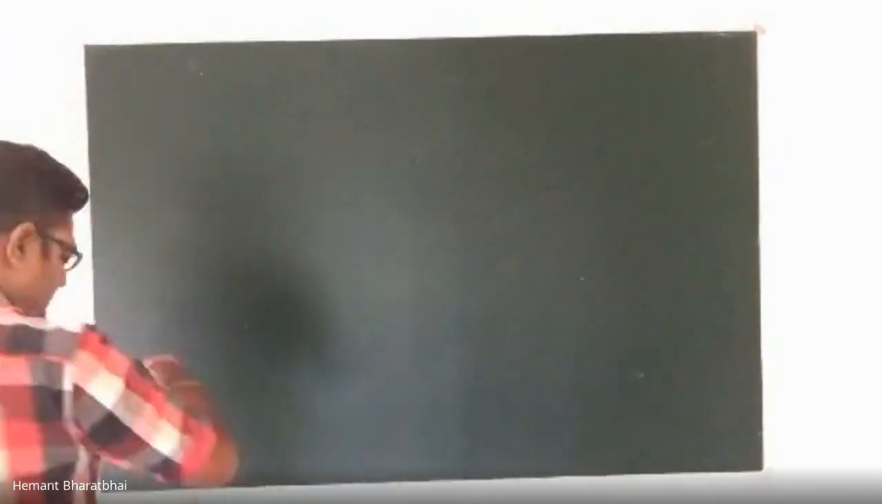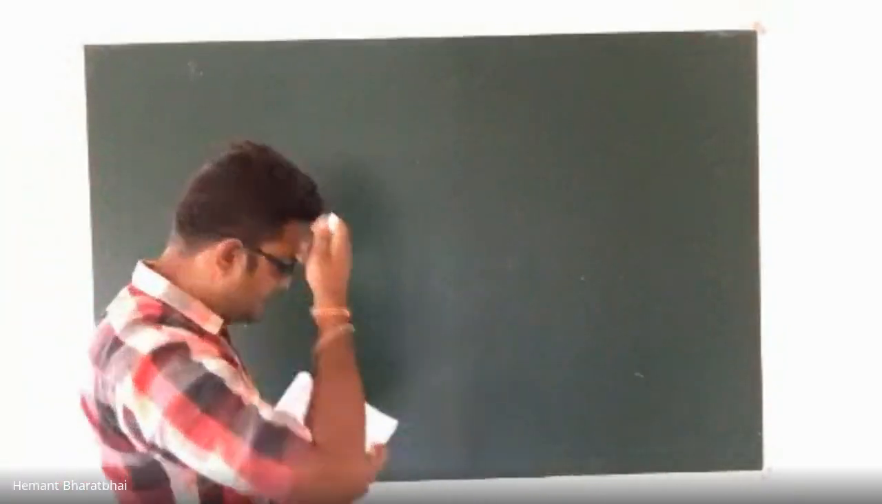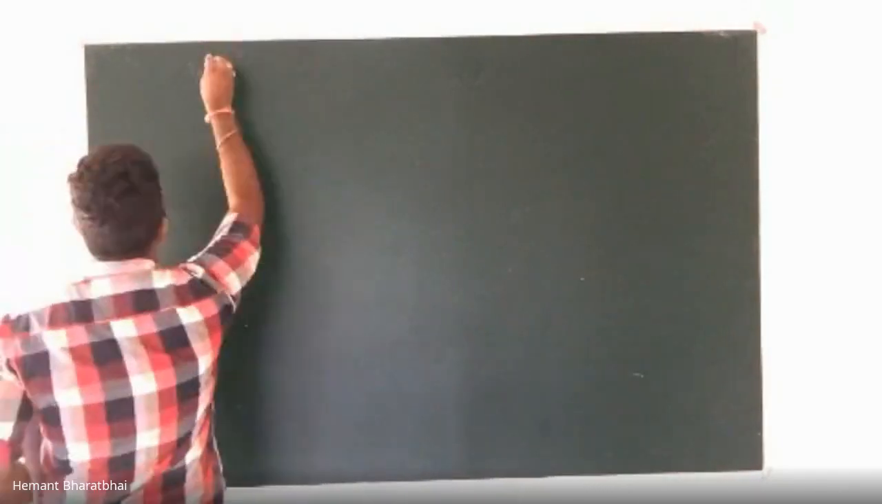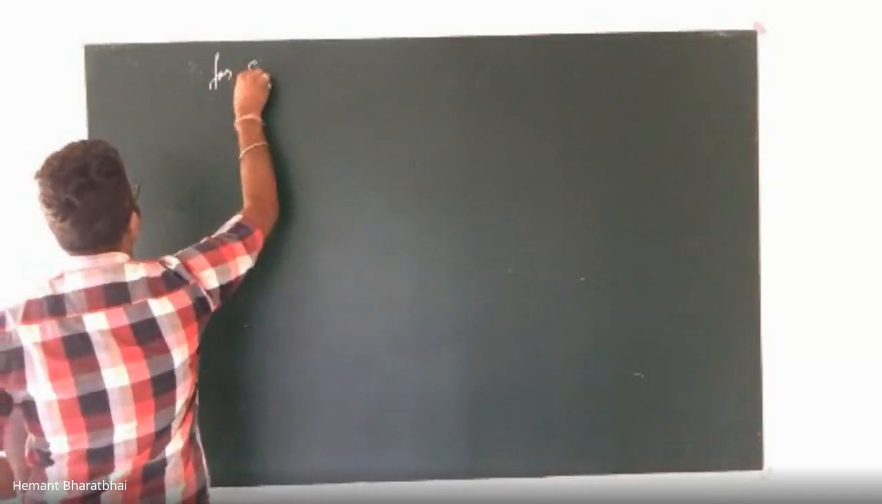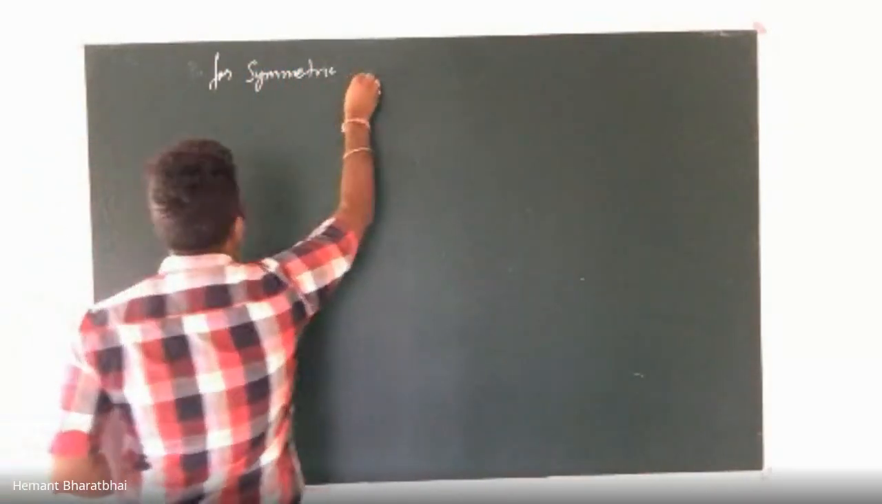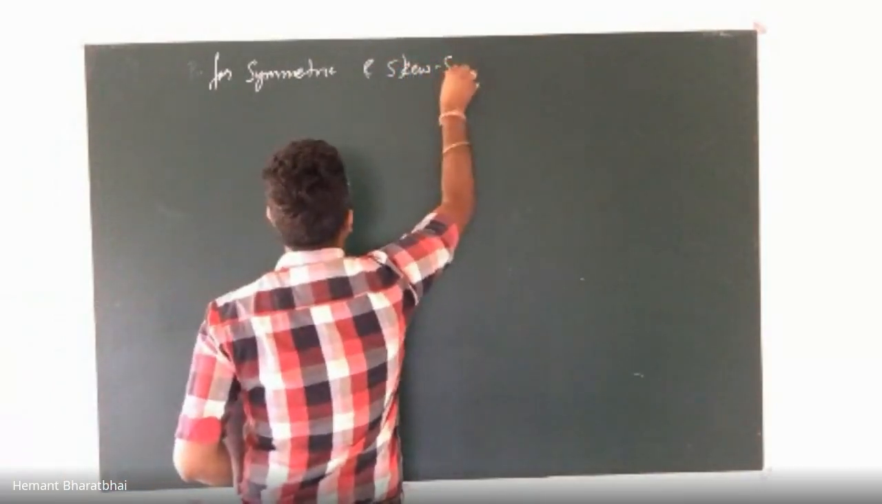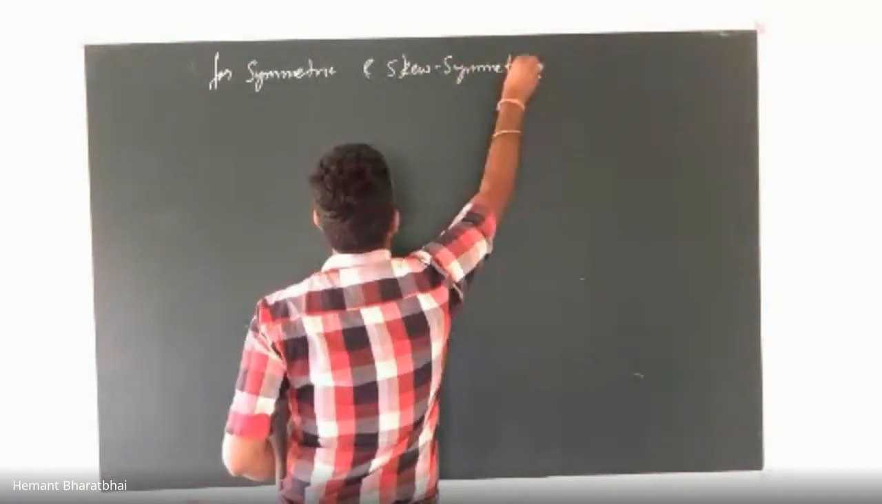Let's write the next set of properties. So we had written some 15 properties before, and now we are going to the next set of properties. These properties are for symmetric and skew-symmetric matrices.